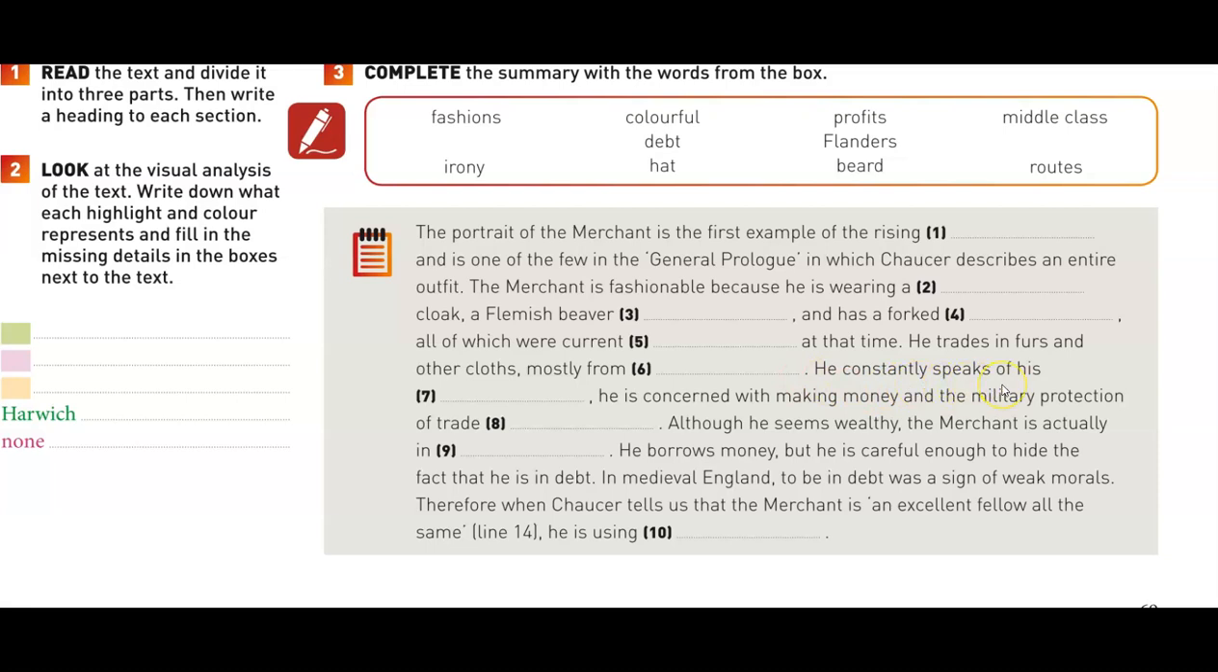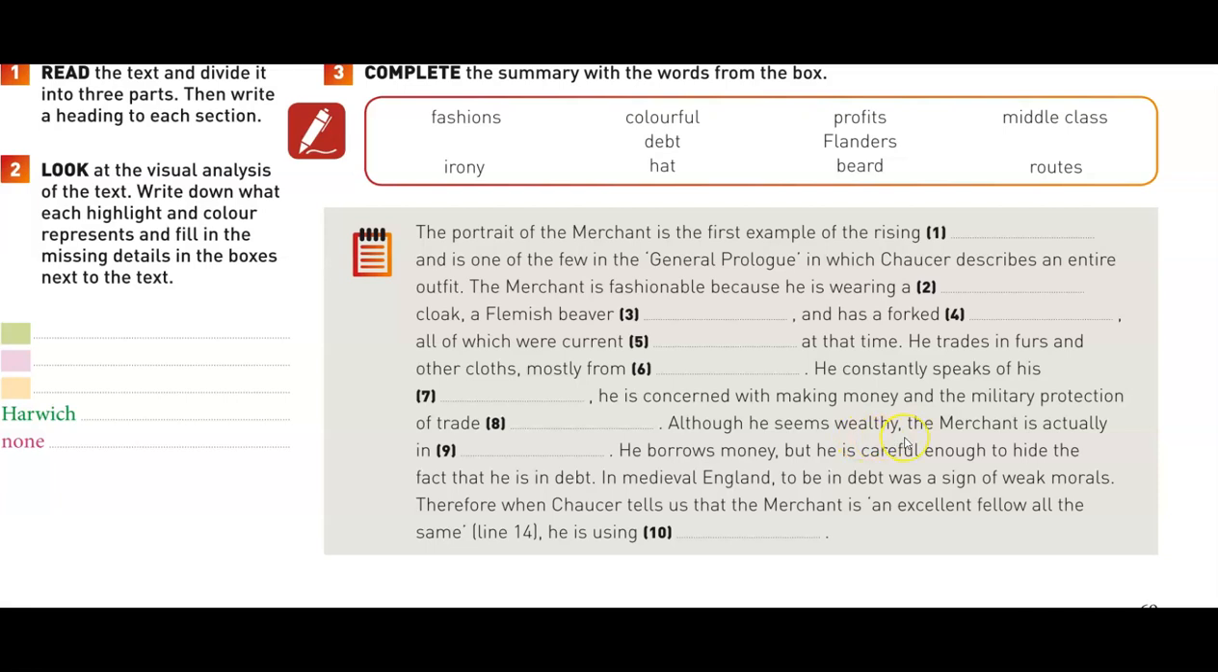He constantly speaks of his profits, parla costantemente dei suoi profitti, parla sempre di soldi. He is concerned with making money and the military protection of trade routes. Lui è interessato a far soldi e alla protezione militare delle vie di commercio, trade routes.